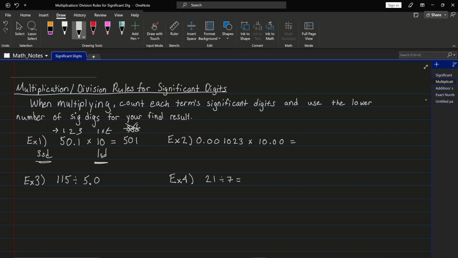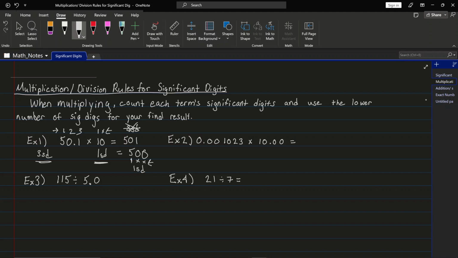I cannot have 3. So this answer would be 500. And you can check that. You can count them on yourself. So if I start counting from the right, because there's no decimal point, we have a 0 here, 0 here, so ignore them. And then this is my only significant digit, so you have 1 significant digit here.